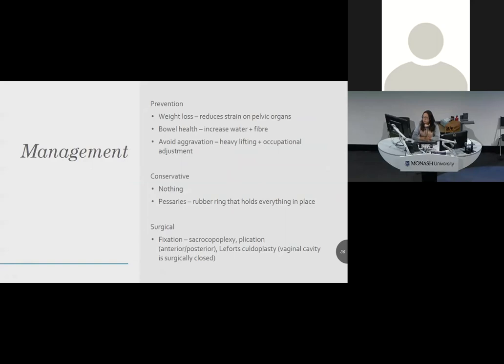In terms of first-line management, conservative management is an option if they're not having many symptoms and they think they can just live with it. Another thing you can do is offer them a pessary, which is just a rubber silicone ring that goes inside the vagina and holds everything in place.